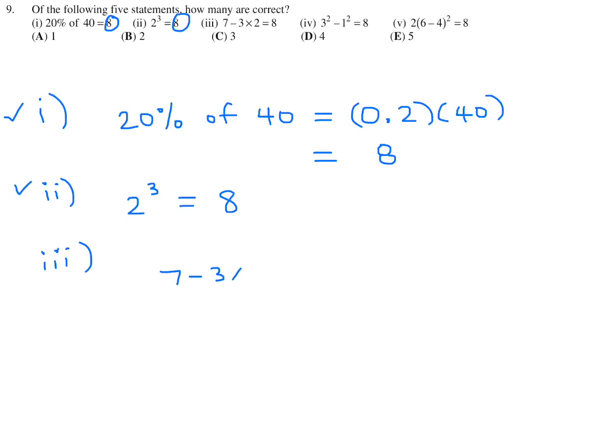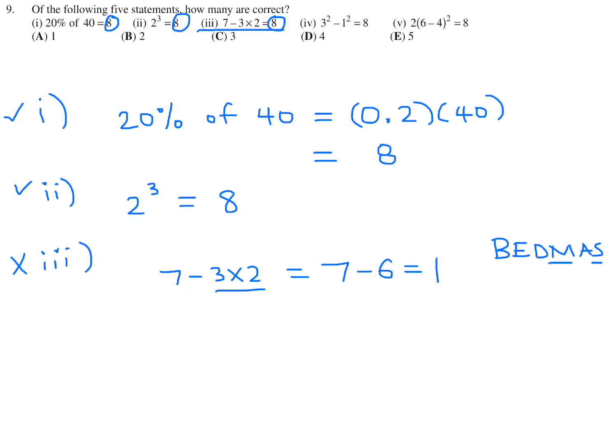7 minus 3 times 2. So if you remember BEDMAS, that's the order that you do: brackets, exponents, division, multiplication, addition, subtraction. So multiplication comes before subtraction. So this would be 7, do this one first. 3 times 2 is 6, so 7 minus 6, and then you do the subtraction. So this is 1. So they gave us an answer of 8. So this is wrong. This statement is wrong. Incorrect. Now let's go to number 4.